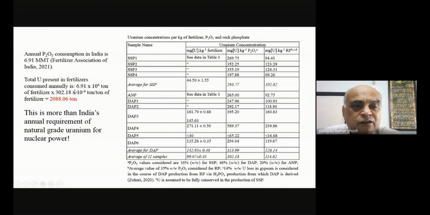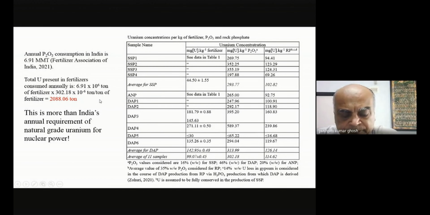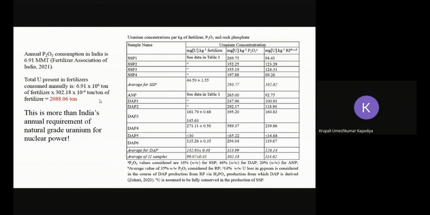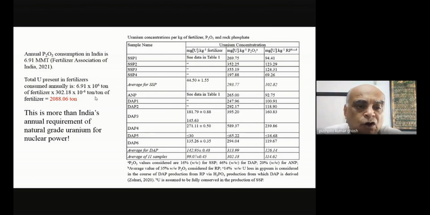So it will be 6.91 into 10 to the power 6 into 302.18 into 10 to the power minus 6. This and this will cancel out. If you multiply, it will become 2088.06 ton. Everyone understands the calculation? All clear? Yes, sir. So now guess what?